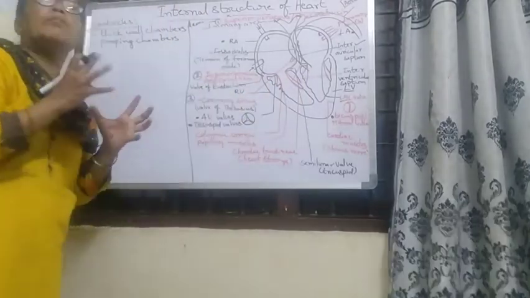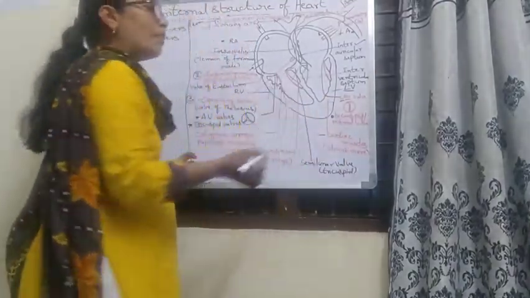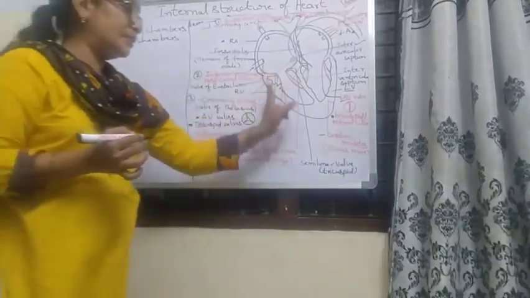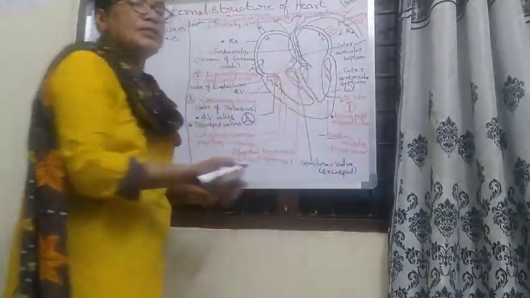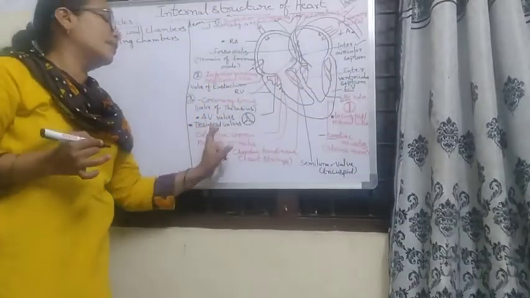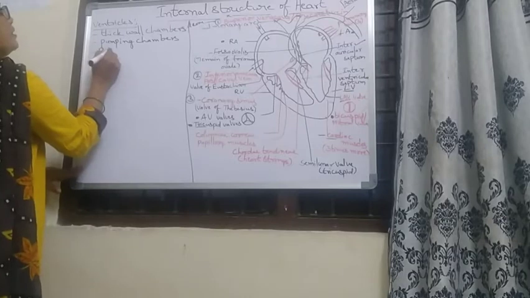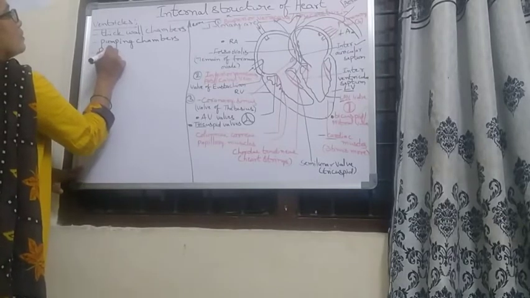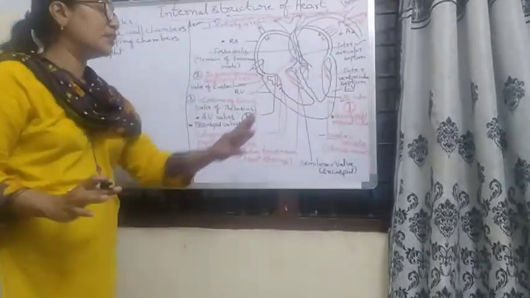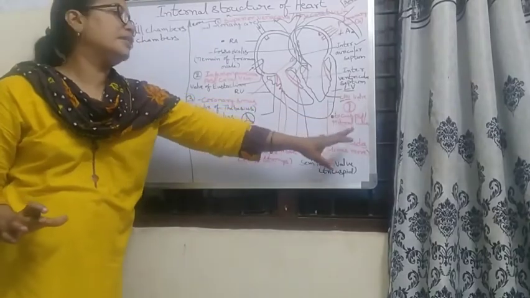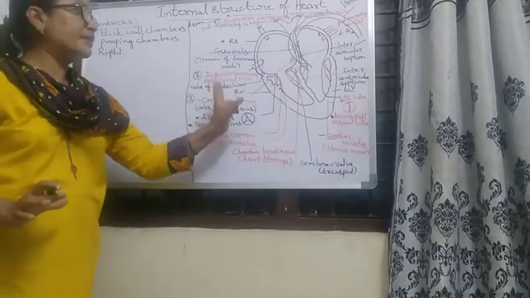So they contain more muscles. The left ventricle contains cardiac muscle three times more than the right ventricle. Both the right and left atria contain cardiac muscles, but the left ventricle contains three times more cardiac muscle than the right ventricle.